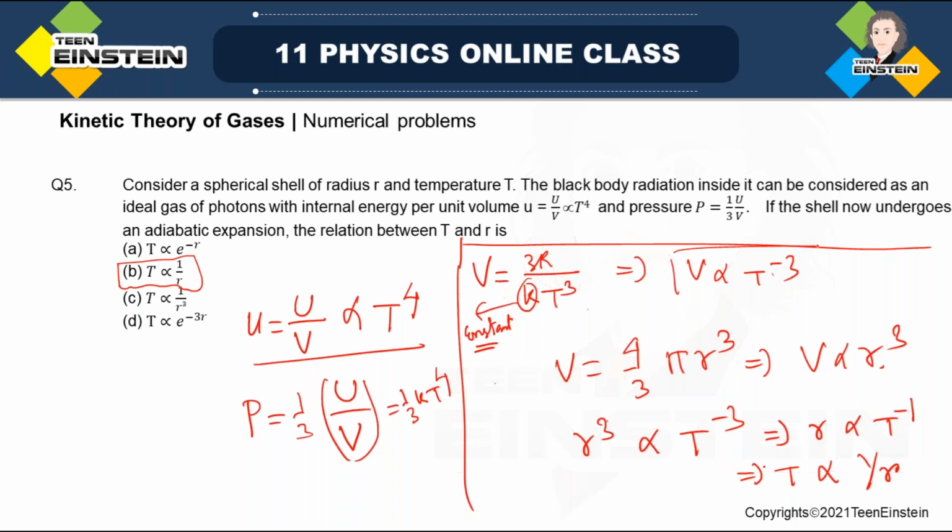So now from these two, we can write r cube is directly proportional to T to the power minus 3. Now from here, we can simplify and get the relationship between temperature and the radius of the cell, which is found to be T is directly proportional to 1 by R.